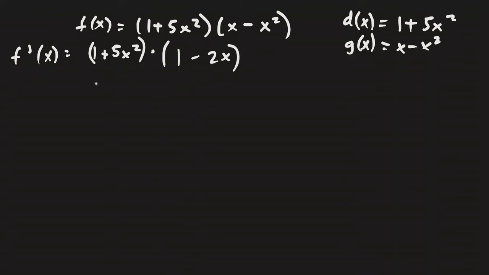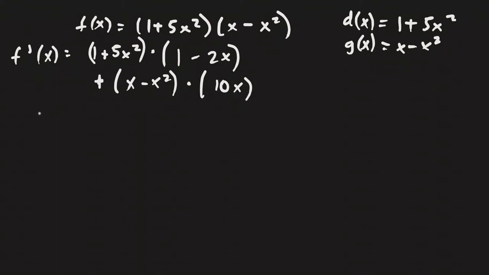And then you add that to, well, you just do the opposite. You would leave this x minus x squared alone, and you would multiply that by the derivative of this. This is just a constant, so that would just be 0. I'm not going to write that out. This would just be, bring that 2 down and multiply by 5. That would just be 10x, because 2 minus 1 is just 1, so it's 10x.